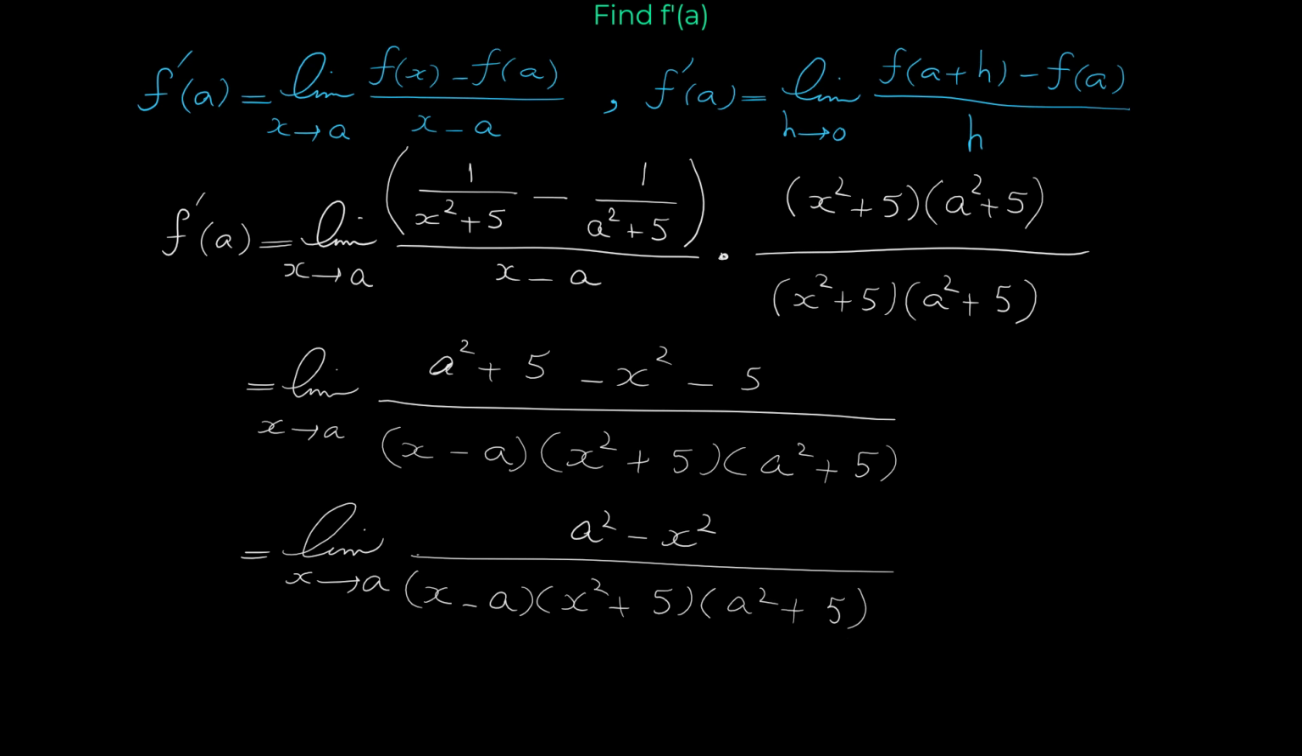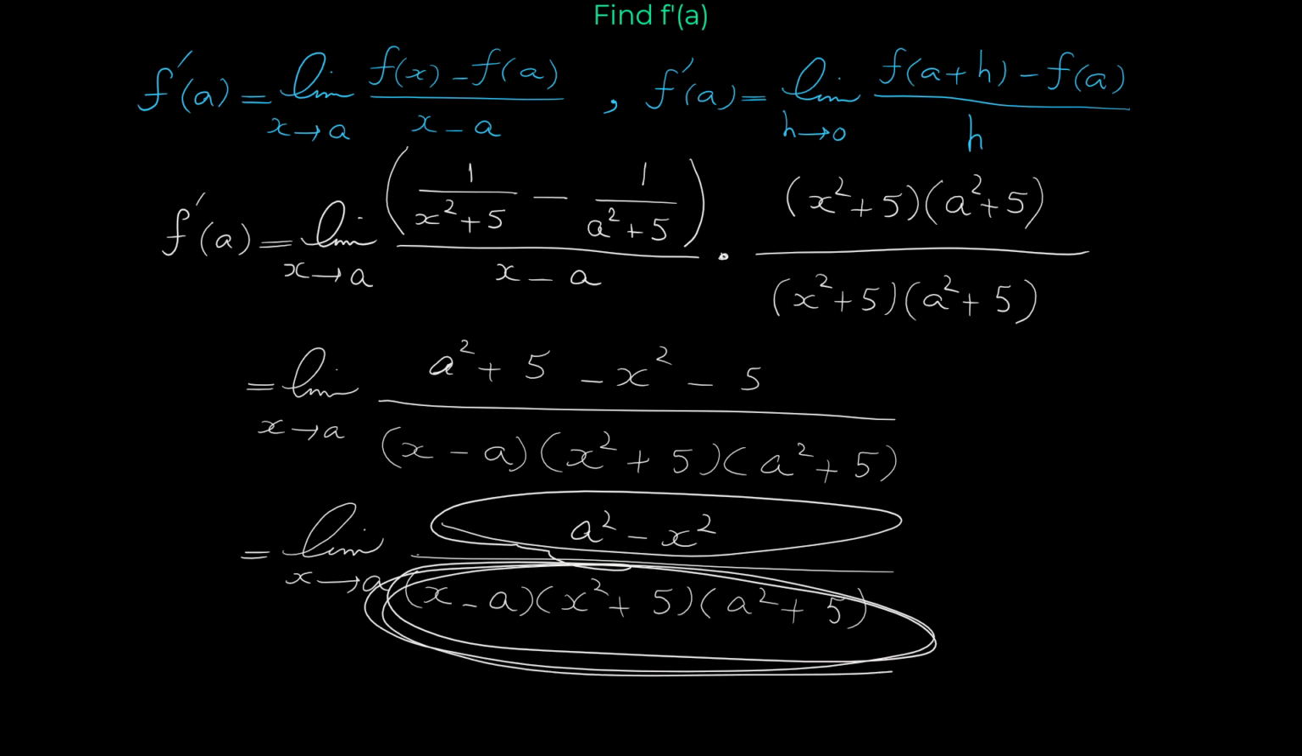We know that when we use the definition of derivative to find the derivative of a function, in the process of finding the limit, almost always this should happen, that something from the numerator should cancel with something from the denominator.